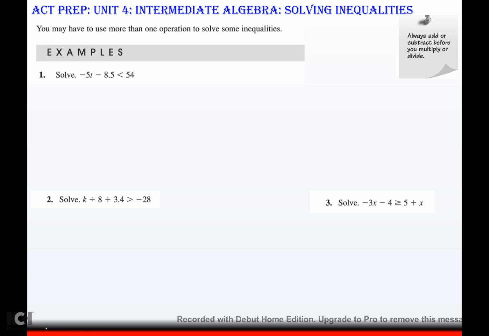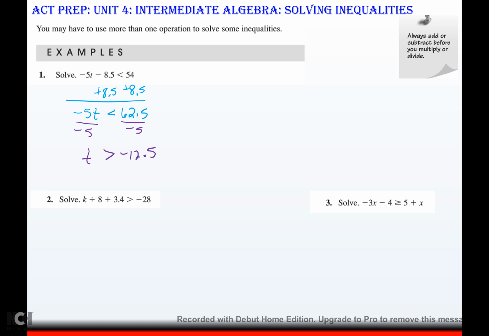Alright, so let's solve some more here. To get t alone here, I'm going to have to do two things. First I'm going to undo the subtracting 8.5, and I'm going to add 8.5. That gives me negative 5t less than 54 plus 8.5 is 62.5. Now to get t alone, I'm going to divide by negative 5, which is going to flip my inequality, and I get t here less than, or I mean greater than, negative 12.5.